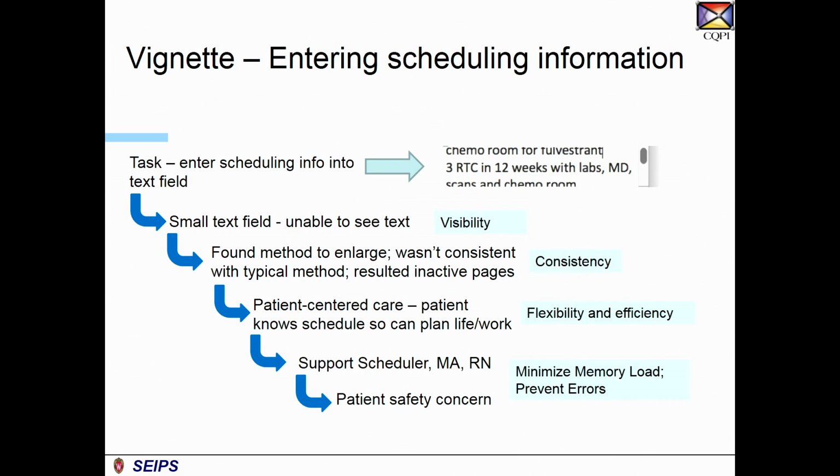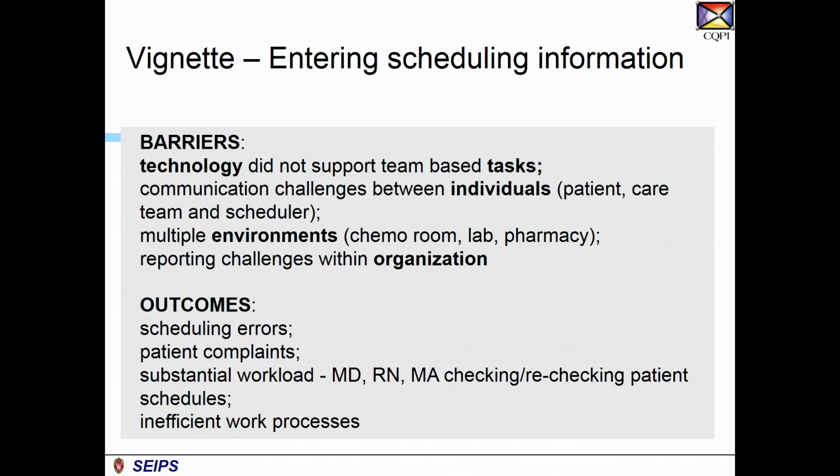From a heuristic standpoint, there are a number of violations. If I look at it from just strict heuristics, but when I started to look at the work system, it's like, well, okay, the technology didn't support what ended up to be a very complex team-based task. And we've talked about the importance of teams. There are communication challenges between individuals, the patient, the care team, and the scheduler. Multiple environments had to be organized in this, as well as reporting challenges within the organization. This was a problem, but trying to get the information to the right folks to address it was challenging.